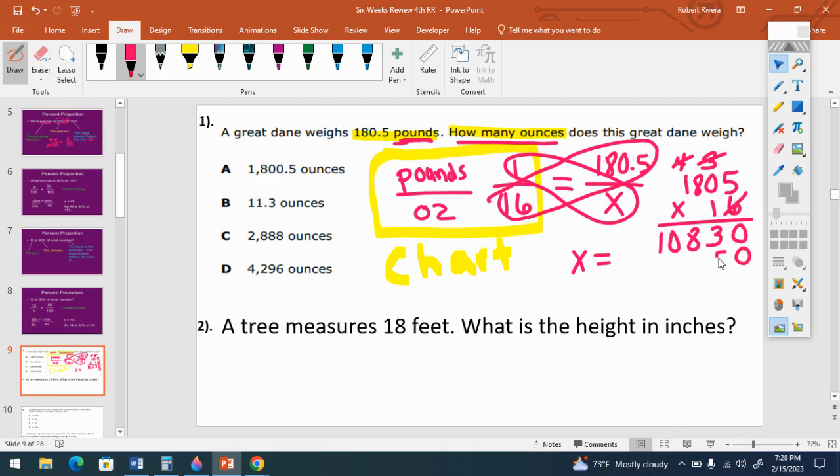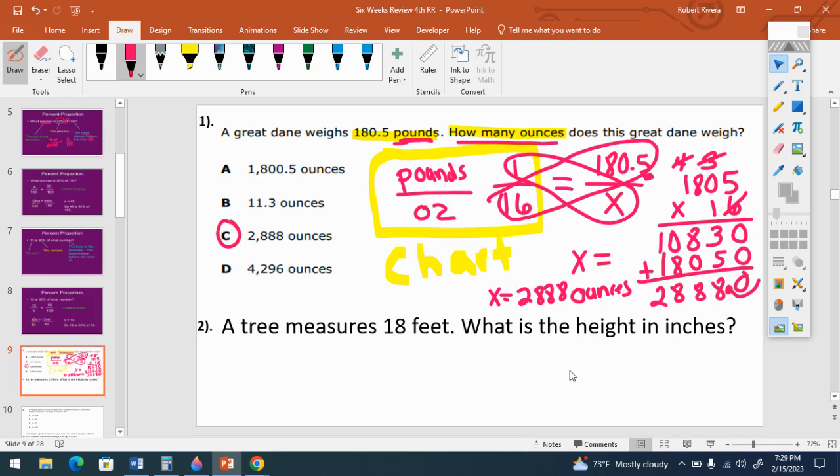1 times 5, 5. 1 times 0, 0. 1 times 8, 8. 1 times 1, 1. Then we add them up. 0, 8, 8, 8, 2. So right now the answer looks like 28,880, but we did have 1 in the decimal side, so I have to go 1 back. So really the final answer is X equals 2,888 pounds. I mean ounces, sorry. Ounces, because they wanted it in ounces, which would be letter C.